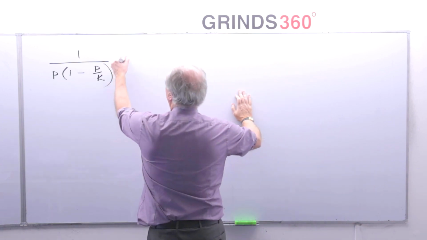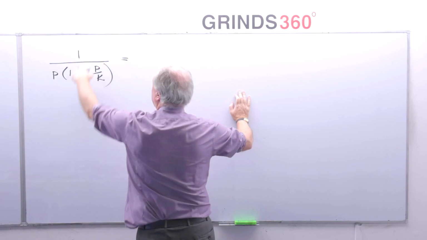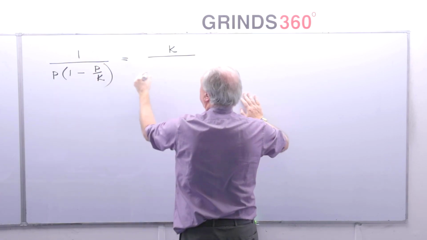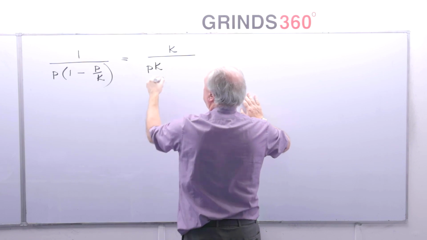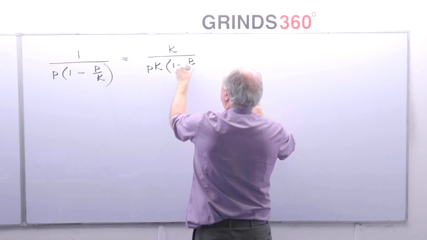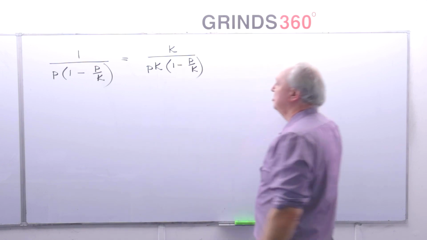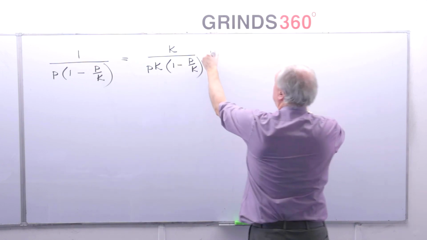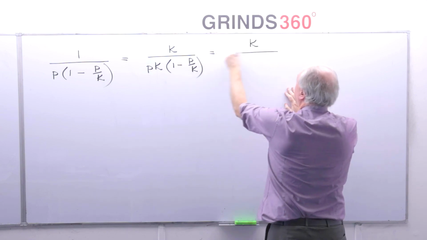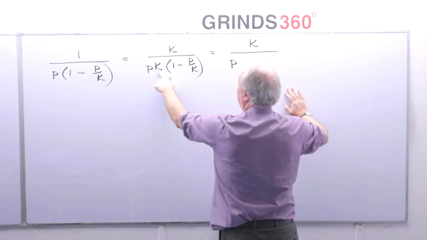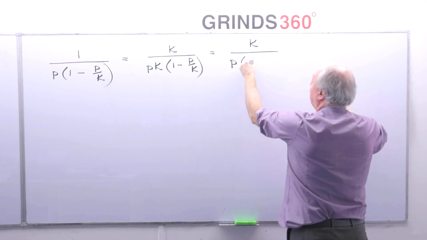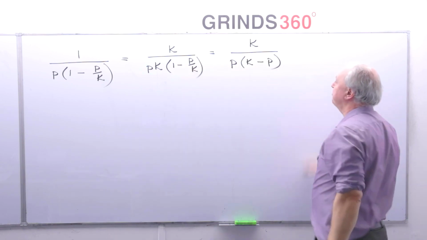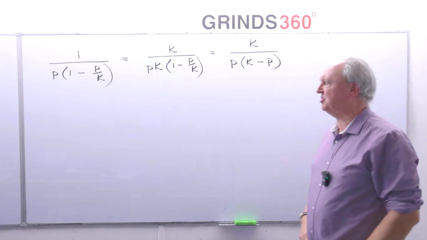So first thing, I'm going to multiply above and below by K to get rid of that little fraction on the bottom. It's going to be K over pK times 1 minus p divided by K. So all I did was multiply above and below by big K. So that's equal to K over p, multiply the K inside that bracket, so I get K minus, big K's cancel, minus p. Right, so I got rid of that little fraction at the bottom of the fraction.